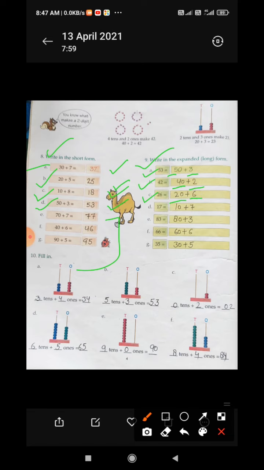Now from D to G part you do yourself in books only, and this one you do in copy also in homework. Write in short form and write in expanded form.